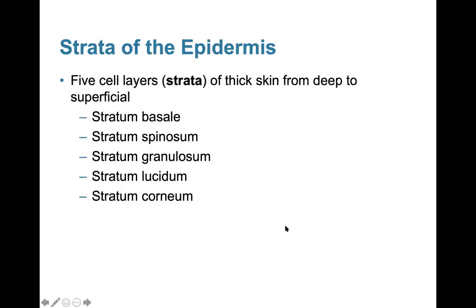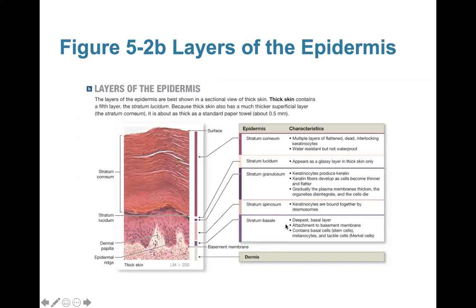The stratum basale is going to be the deepest and basal layer. It is attached to the basement membrane, and it contains the stem cells, melanocytes, which will give you pigment to your skin, and tactile cells, which are going to detect pressure. The next layer is the stratum spinosum. These are keratinocytes that are bound together. Then you have the stratum granulosum. The keratinocytes in this layer are starting to mature, and they will start to produce a protein called keratin. Gradually, the plasma membranes will thicken, and the organelles in those cells will disintegrate, and the cells die.